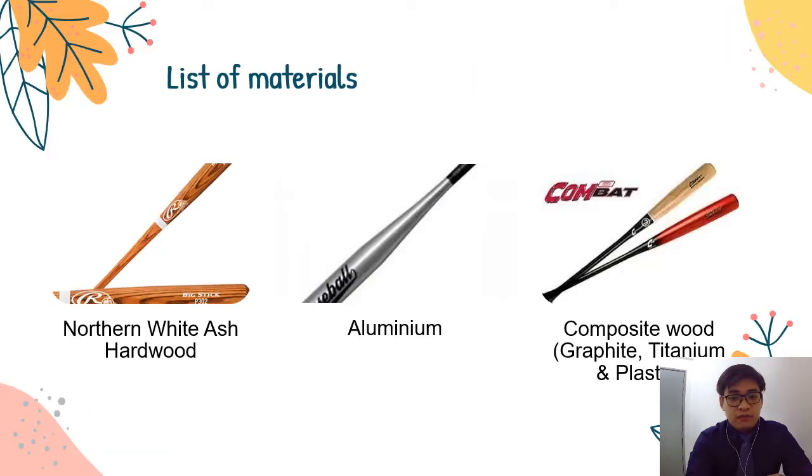There are 3 types of material that are commonly used in this sport equipment. The first is composite wood, where the bat is covered with ash wood, but inside the barrel area is a mixture of titanium, plastic, and graphite. Next is aluminum, a strong, lightweight, and good quality kind of metal. And lastly, ash hardwood, which is basically the original material used in the early age of the baseball game. The properties of this wood are dense and thick.